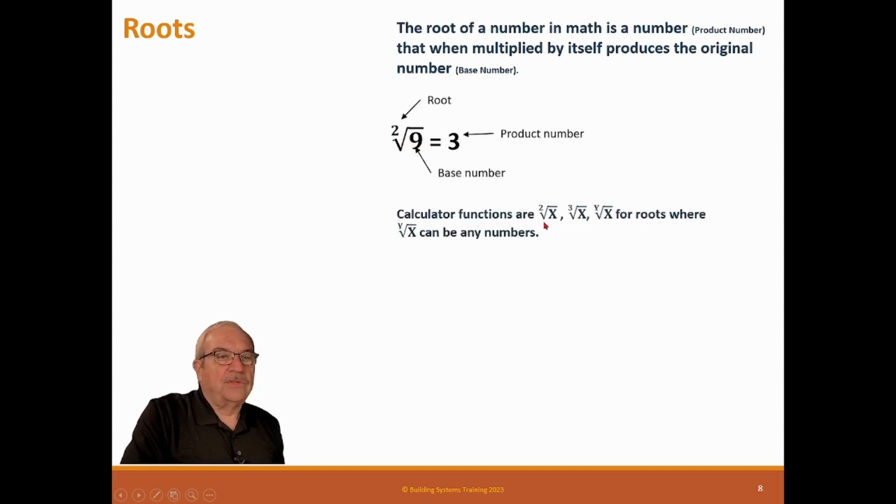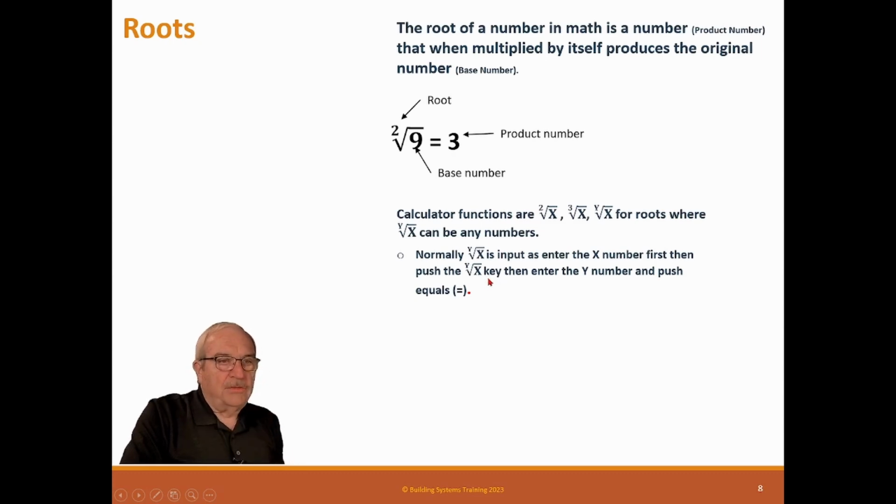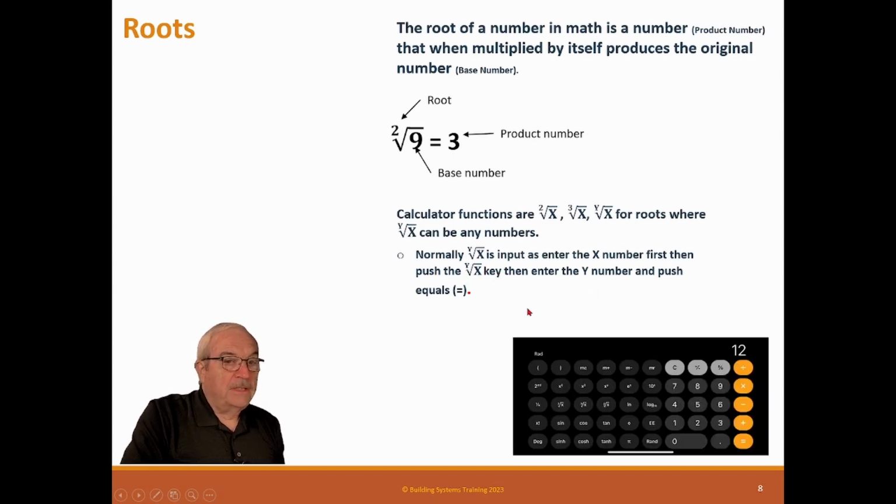Now also, there's square root, cube root, and a y root. So you have exactly the same thing, but in the root function instead of a power function. When you do this on your calculator, you enter the x number first, and then push the root key, then enter the y number, and then equals. So here we go again. If we have 12 and we push the square root, we get 3.46, which is the square root of 12. If you push 12 and push the cube root, you get 2.289, a big number. So that's how you do the square roots and the cube roots on your calculator.